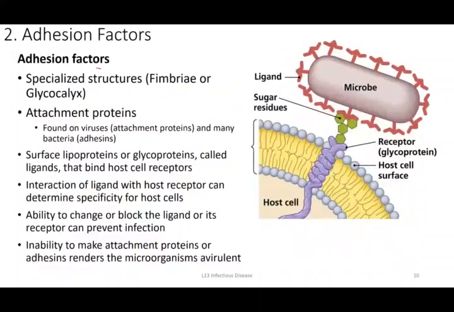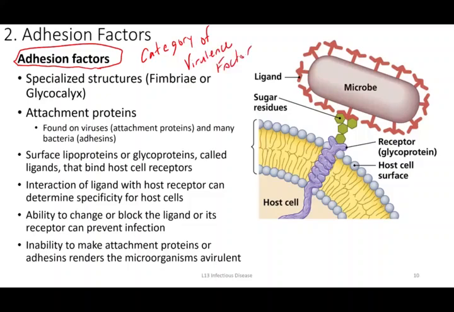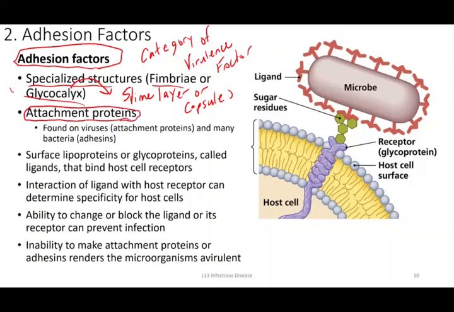So these virulence factors, we can categorize them as a category of virulence factor called adhesion factors. They can be specialized structures like we talked about, fimbriae or glycocalyx. For glycocalyx, we have two examples, slime layer or capsules. But it may not be organized into an entire structure. That can be a possibility in some microorganisms. It may just be specialized proteins that are present, like in the case of viruses.